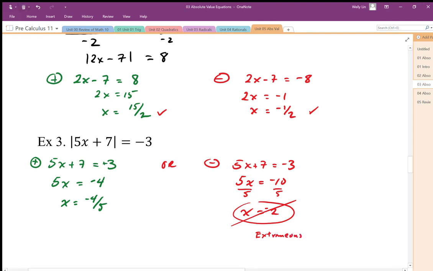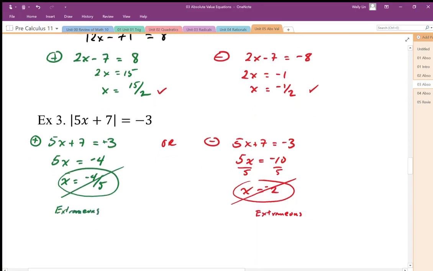Now I'm going to test negative 4/5. I multiply negative 4/5 by 5, I get negative 4, plus 7 is positive 3. The absolute value of positive 3 is not negative 3. So again, this does not work. So this is extraneous.